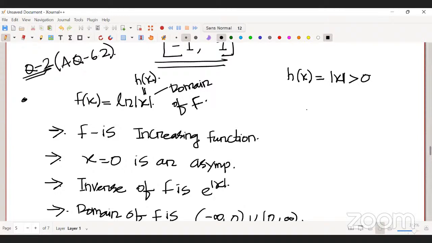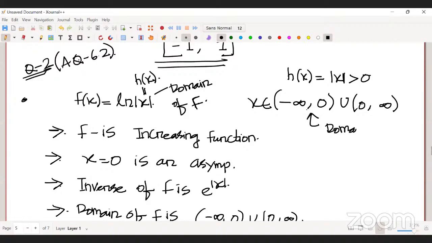Not for all real numbers. You have to exclude 0, right? Exclude zero. So the domain is positive real numbers and negative real numbers, excluding zero. Minus infinity to 0 and 0 to infinity. For all these values of x, mod x is greater than 0. That means this is the domain of f of x, right?